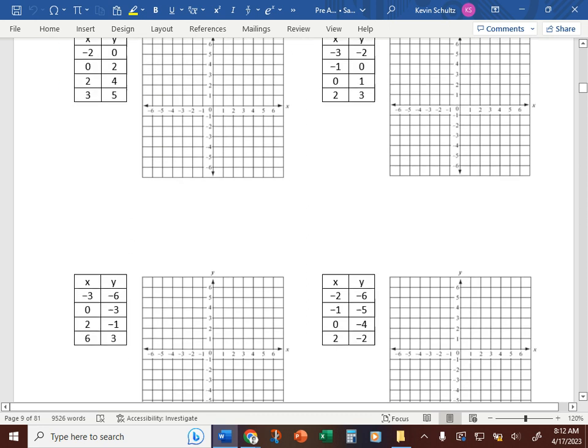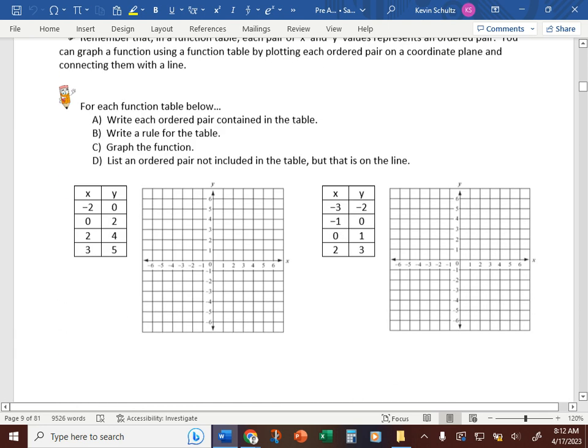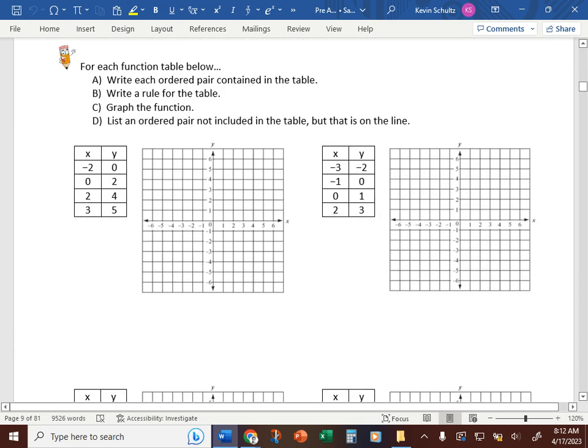There's really not a whole lot to teach you here other than maybe remind you how to plot points. For all of these, and you've got 8 of them to do, you are going to write each ordered pair contained in the table, and write a rule for the table. This one we haven't necessarily talked about yet, so we'll talk about letter B there. Then graph the function, and list an ordered pair that's not included in the table but is on the line.